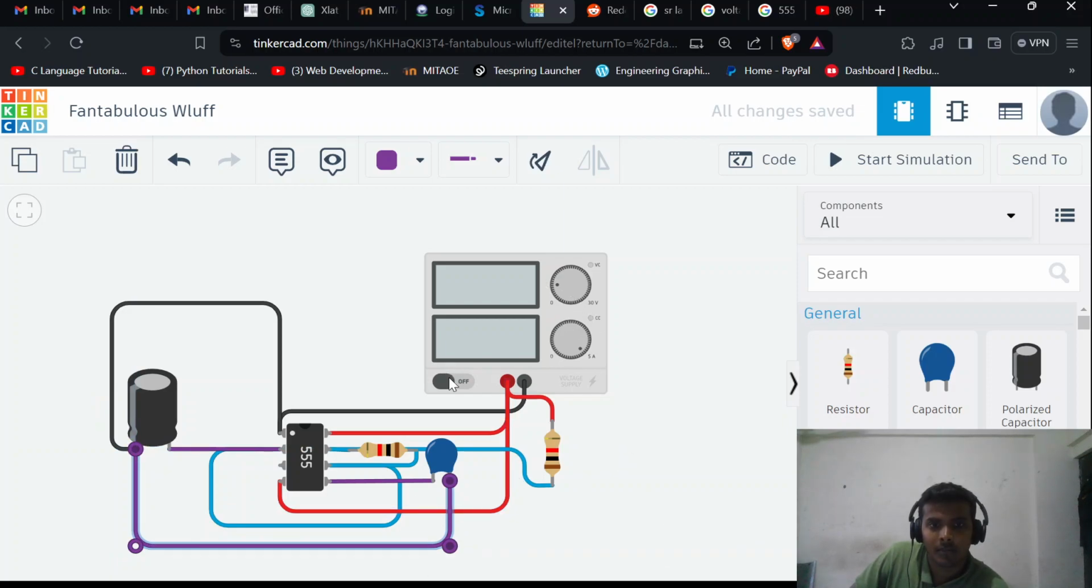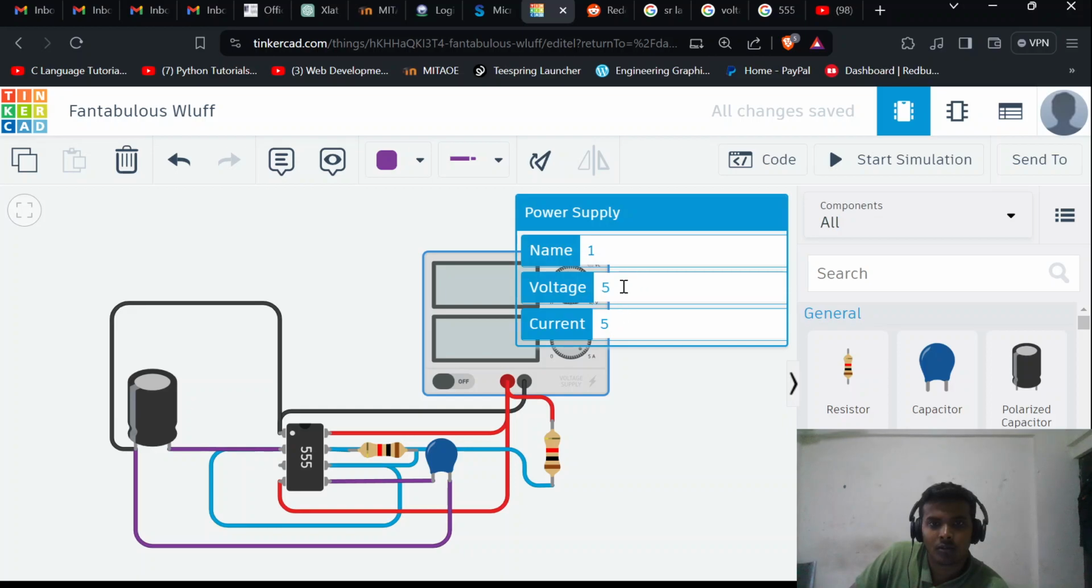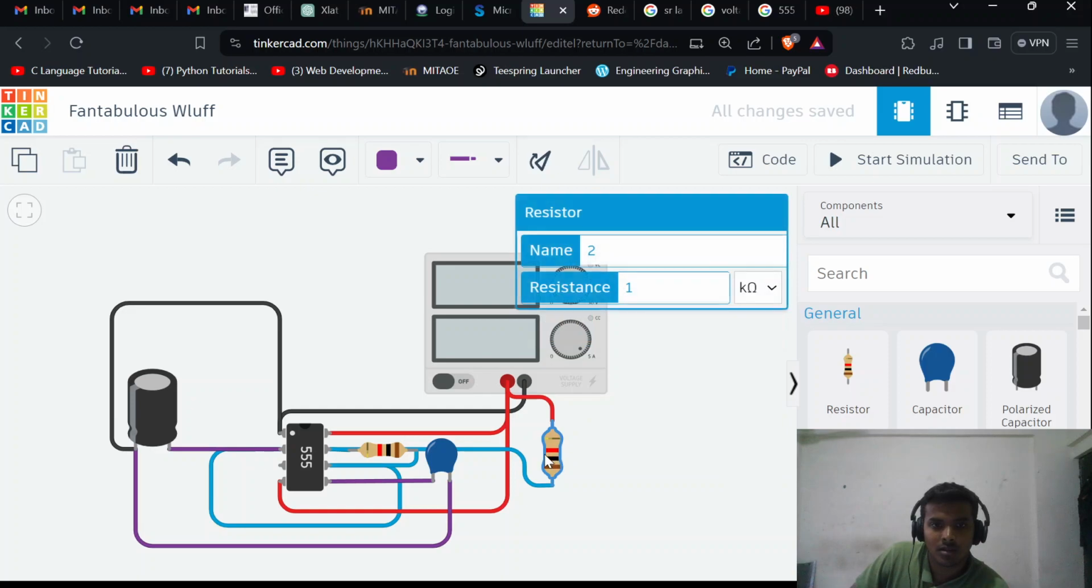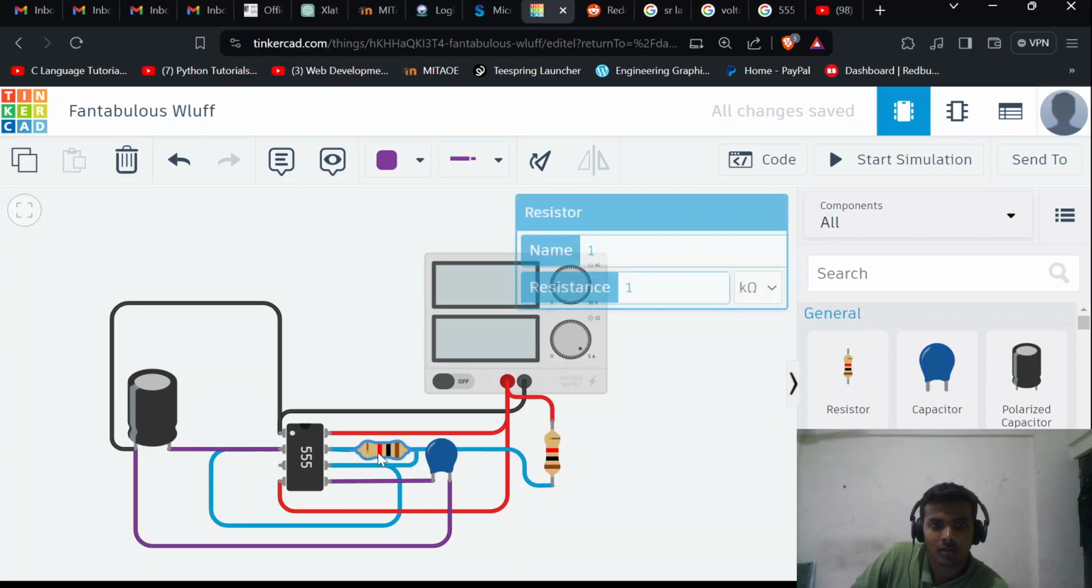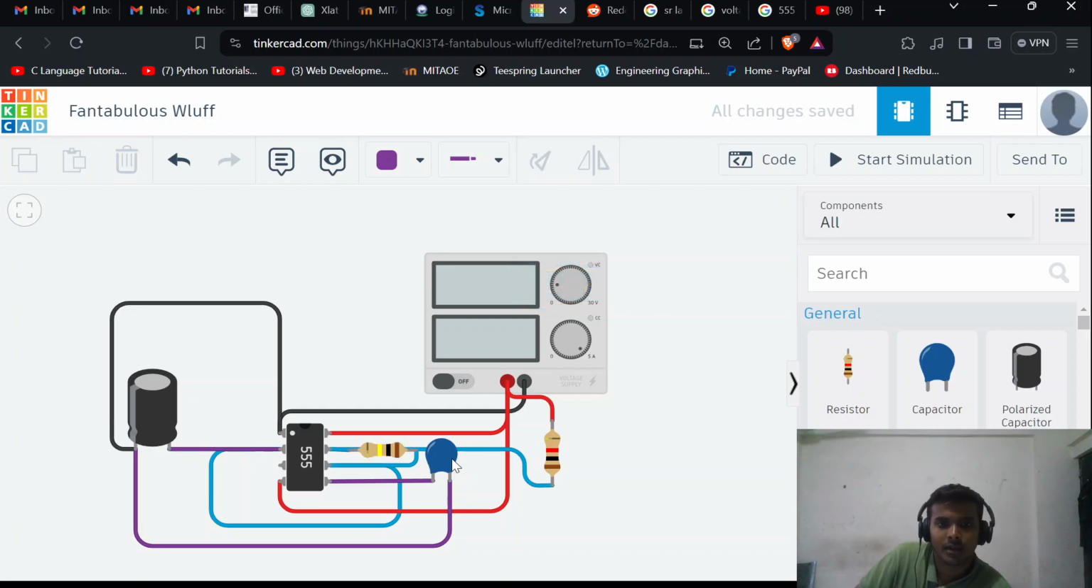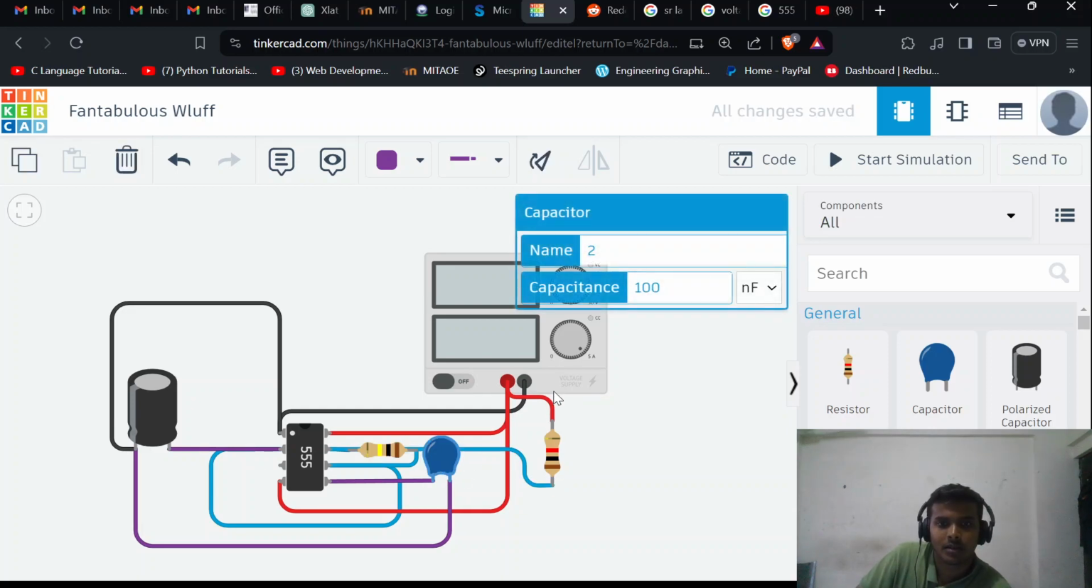Let's switch it on. Voltage 5, current 5. This is the resistor between 7 and power, so it has to be 1 kilo ohm. It is 1 kilo ohm. This is the resistor between 6 and 7, it has to be 100 kilo ohm. This capacitor needs to be, what, microfarad.